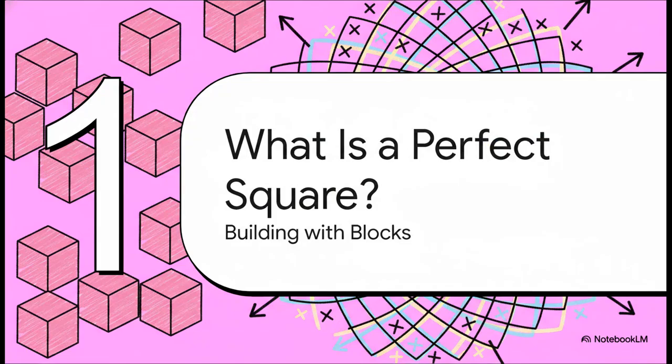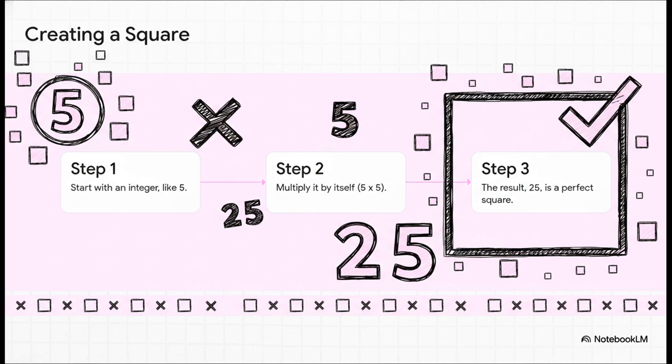Okay, so let's really dig into what a perfect square is. I like to think of it like building with blocks. Seriously, the name perfect square isn't an accident. The process is always the same, and it's super simple. Step 1, just pick an integer. Let's go with 5. Step 2, multiply it by itself. So 5 times 5. And step 3, the result you get, 25, that's your perfect square. That's all there is to it.